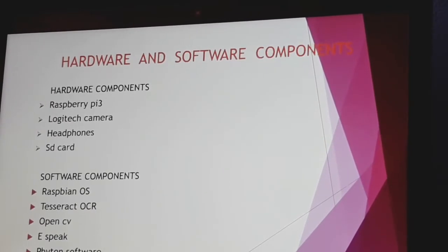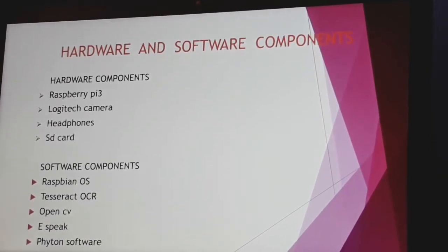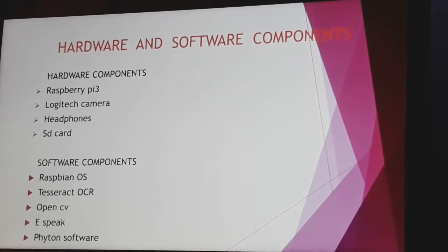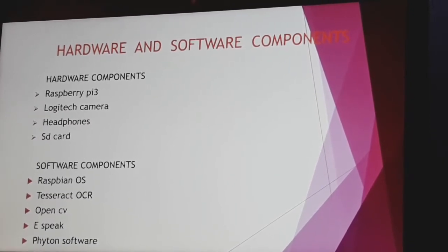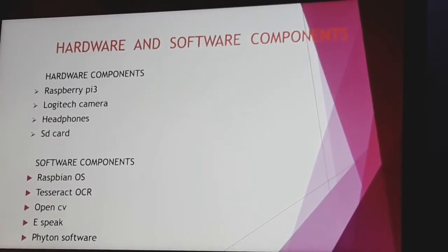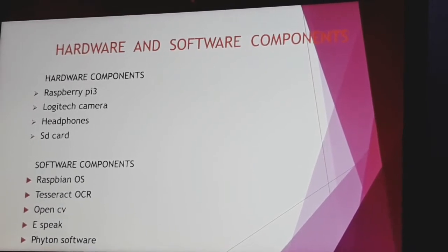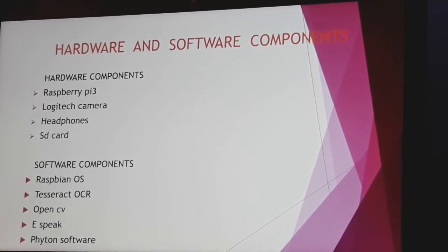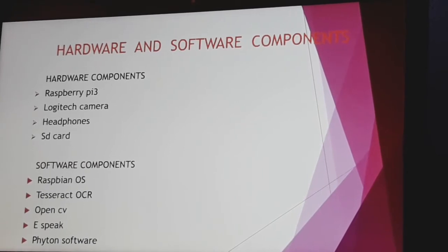Let us move on to hardware and software components. Hardware components include Raspberry Pi 3, Logitech camera, headphones, SD card. Software components include Raspbian OS, Tesseract OCR, OpenCV, eSpeak, Python software.